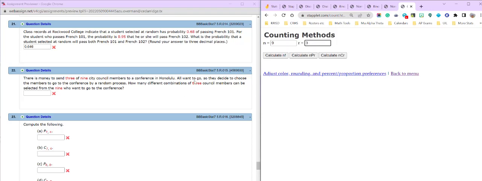To Honolulu. All want to go, so they decide to choose the members to go to the conference by a random process. How many different combinations? They even say the word combinations. Order doesn't matter with a combination, and they told you combination, so that makes your life even easier. You don't care if you're the first or the third person picked to go to Honolulu. You just want to be one of those 3, all right?